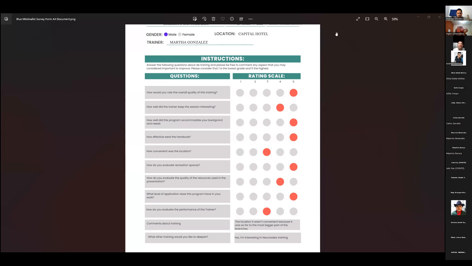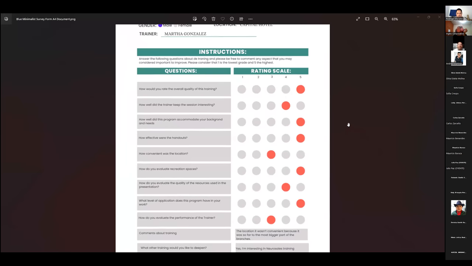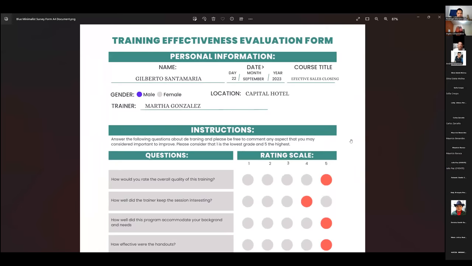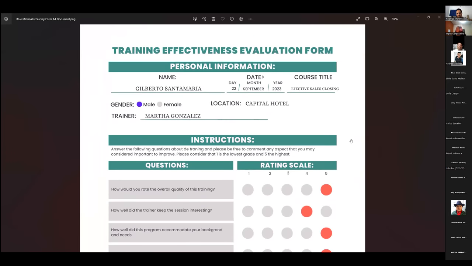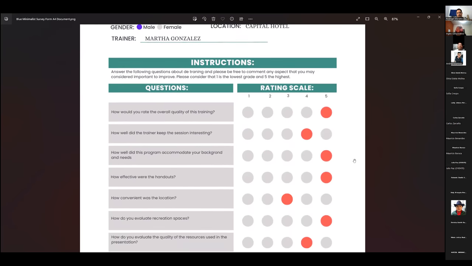Okay, well, we have tried to zoom the form. Yes, good. Okay, we have a survey, a training effectiveness evaluation form, and the participant was Don Gilberto. Okay. And the course title is Effective Sales Closing, and it was this day. And the trainer was Marta Gonzalez. The location was the Capital Hotel. The instructions are: answer the following questions about the training, and please feel free to comment on any aspect that you may consider important to improve. Please consider that 1 is the lowest grade and 5 is the highest.